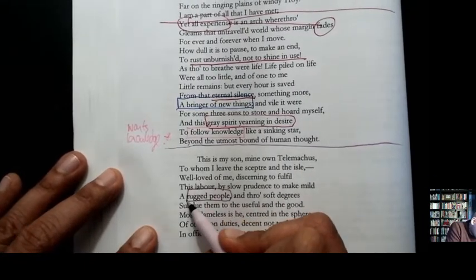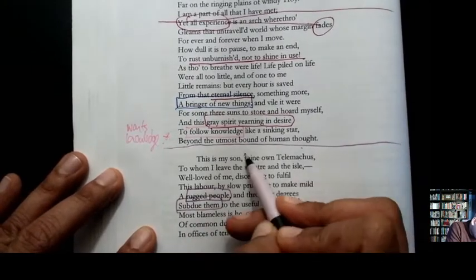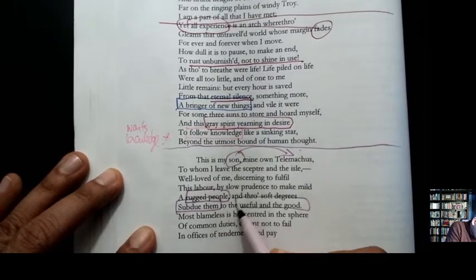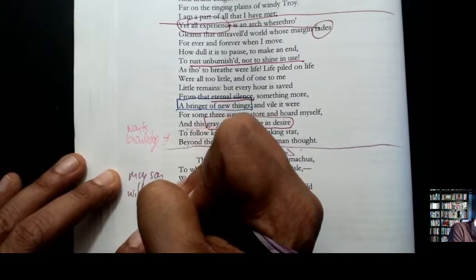So again, he doesn't like the people he rules. His son is going to be able to subdue them and make them good. My son will rule without me.